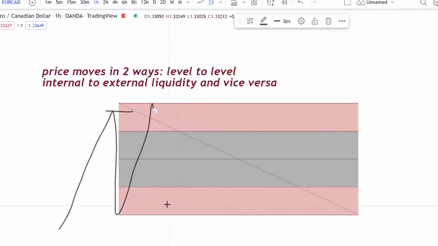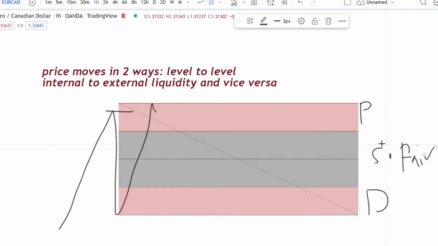So let's say we're going bullish. This is our trading range. So you look at it like this. This is a premium pricing. This is a discount. And this is 50%, which is fair price.